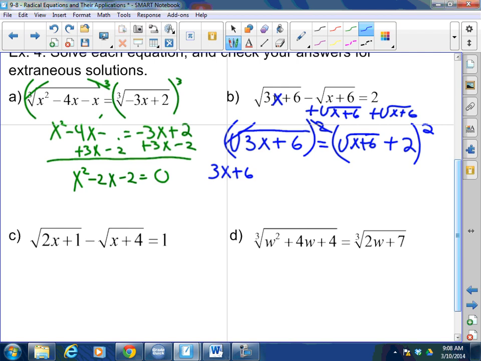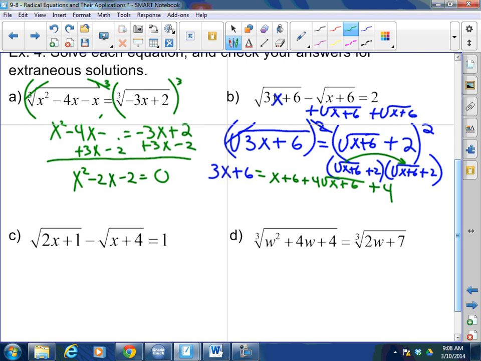That's easy. But guys, this becomes the square root of x plus 6 plus 2 times the square root of x plus 6 plus 2. So you have to FOIL this. What's the square root of x plus 6 times the square root of x plus 6? X plus 6, thank you. Good job. Then I have square root of x plus 6 times 2, and then I have 2 times square root of x plus 6, so that's plus 4 square roots of x plus 6. Are you with me? And then I have 2 times 2, which is 4.